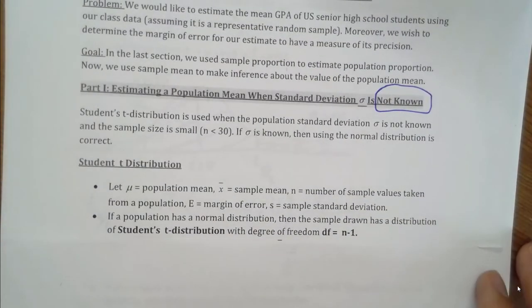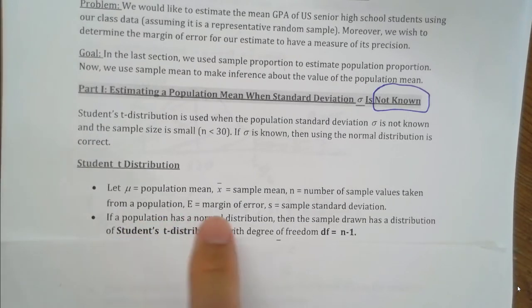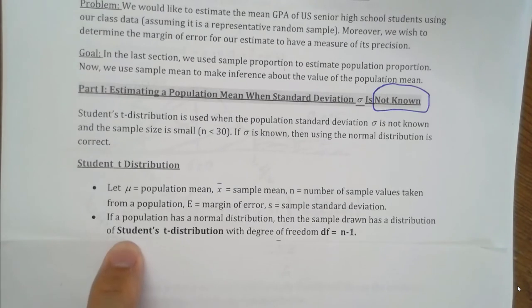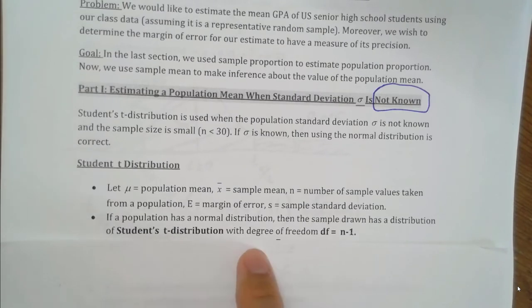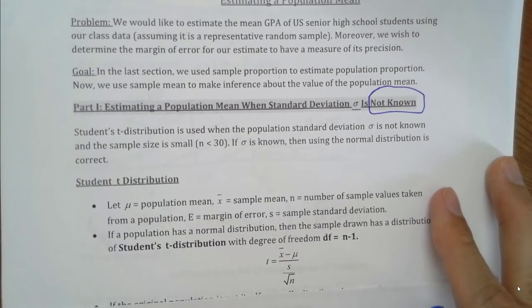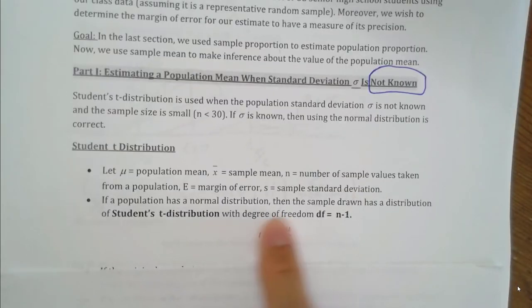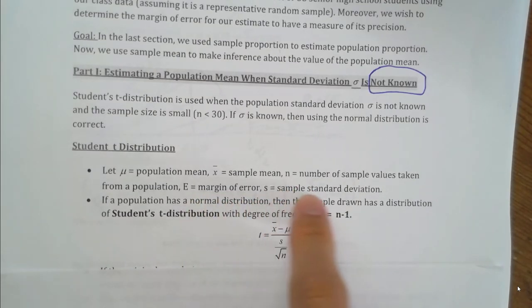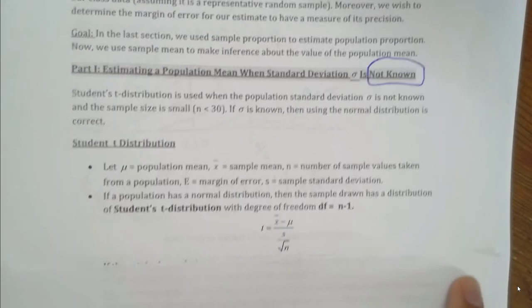So make sure that your population is normal. Then the sample that is drawn from that normal distribution of the population will have a distribution of the student T with the degree of freedom n-1. And this is the formula for the T distribution: x bar minus mu over s over the square root of n, where s is the sample standard deviation.